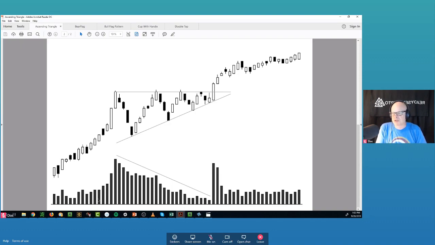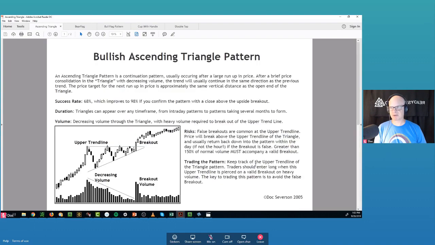What you would do is print these off on one piece of 8.5 by 11 paper, fold them over, and have somebody show this to you. And you would say, oh, that pattern is, in this case, an ascending triangle. And then on the back of the flashcard, let's see if I can find this. There it is. It's a bullish ascending triangle pattern.